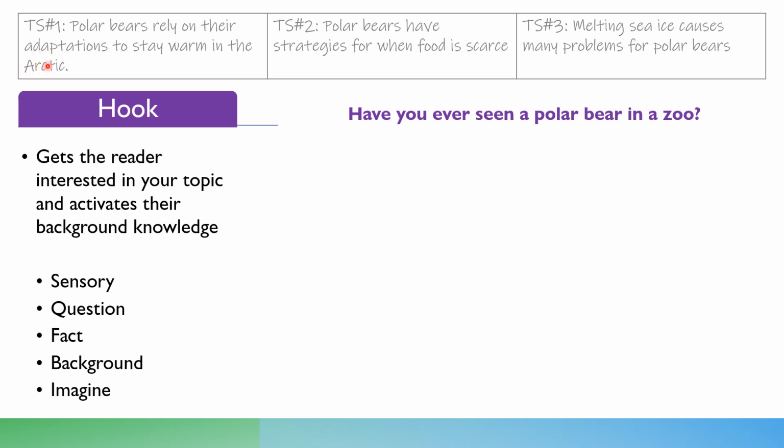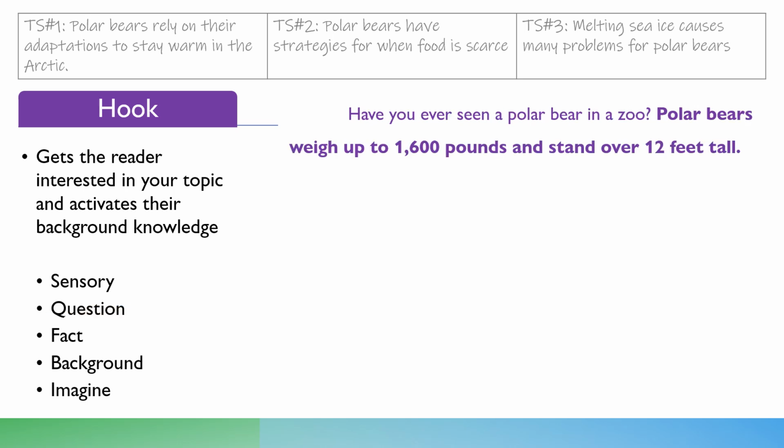All right, up here at the top, I have my 3 topic sentence ideas just to help me remember what I'm writing about. But for my hook, I'm really going to be creative. So first I wrote, have you ever seen a polar bear in a zoo? Which strategy does that use? Right, that was the question strategy. But wait, I'm not done. Polar bears weigh up to 1,600 pounds and stand over 12 feet tall. Which strategy is that? Right, that's an interesting or shocking fact. But wait, I'm not done.